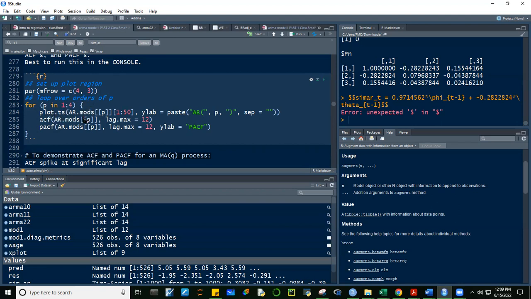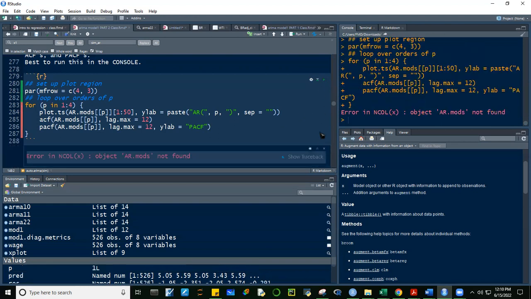Ipa-plot natin yung time series, AR.mods, no? Ito yung object natin. Tapos yung P, okay? Tapos lalagyan natin ng ylab, ipe-paste yung AR function, tapos kung ano man ang P sa kanya. Okay, and then plot the ACF and the PACF. Okay, so you don't have to understand everything here at the moment, but you can on your own take a look at that. Kasi ito yung maganda guys sa R, you can create functions. No? So i-run muna natin to.